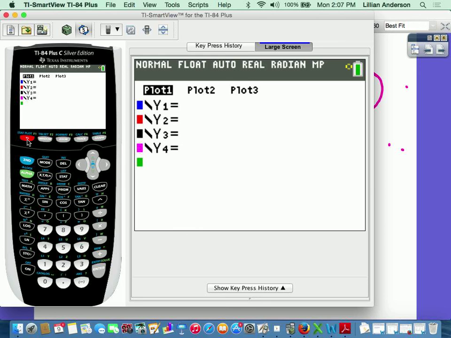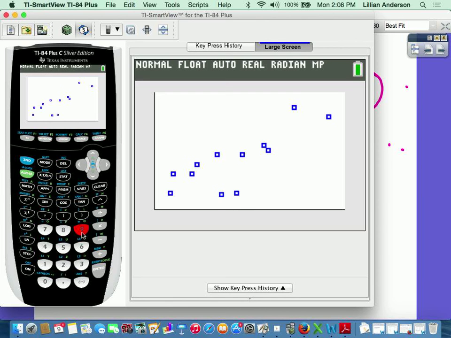You go into y equals, make sure plot 1 is on. Now plot 1 should only be on if you're doing stuff dealing with scatter plots and regression lines. If it's on and you're trying to just graph a quadratic, it could really mess you up. It could read an error message and all types of things. So make sure it's only on when you need it. Then you go to zoom 9 to look at your data.